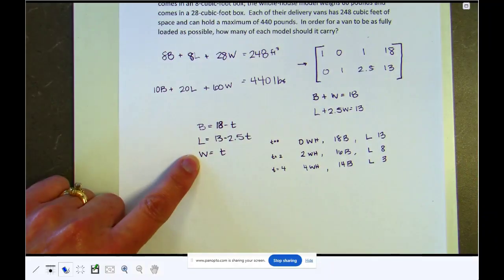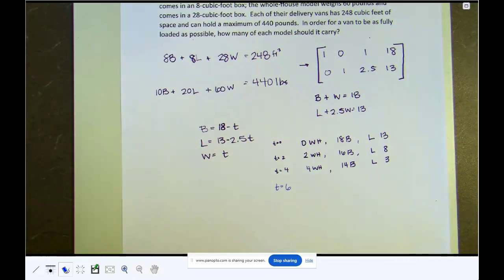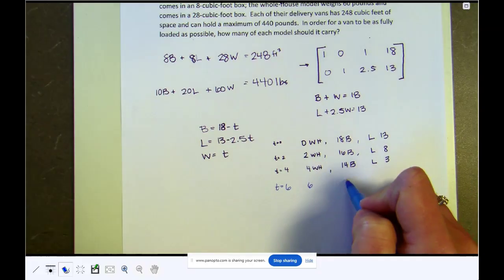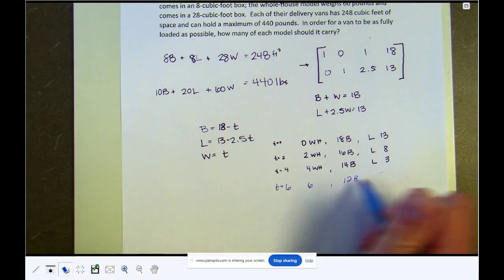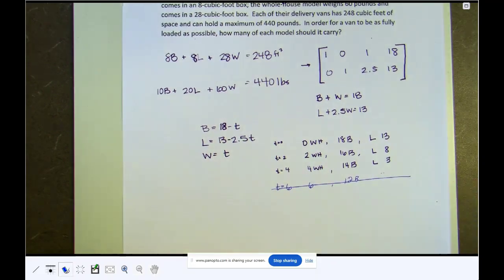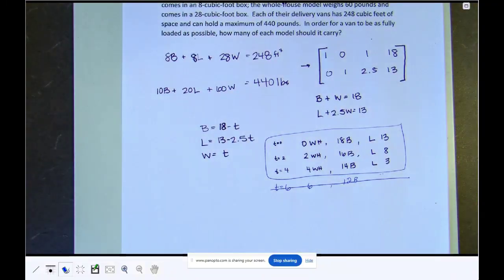Now, what's the next one I can do? Okay. If you do 6, okay, that's 6 of these. It's 8 of these. 12 of these. How many of these? Pause. Can't do that. So if you're going to operate your company in the most efficient way possible and not send out a van that's not fully loaded, there are only 3 possibilities for you.